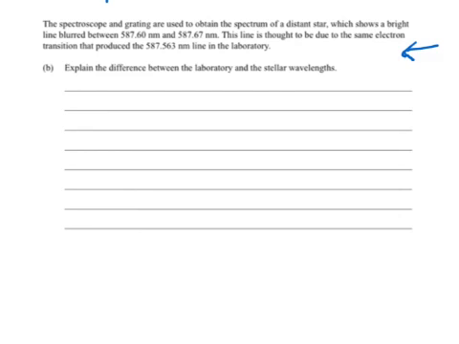So next part, the spectroscope and grating are used to obtain the spectrum of a distant star. There we go. So this is putting that initial first part to use, which shows a bright line blurred between 587.60 nanometers and 587.67 nanometers. This line is thought to be due to the same electron transition that produced the 587.563 nanometer line in the laboratory. Okay, so explain the difference between the lab and the stellar wavelengths.